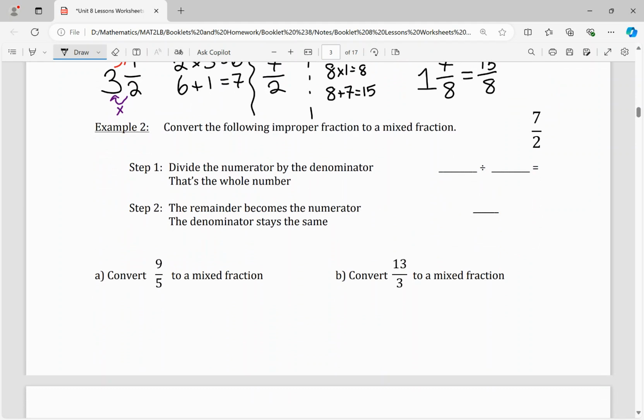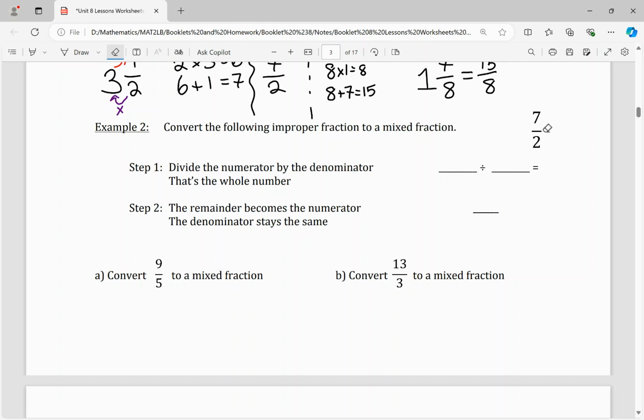The next concept that we need to go over is how to go backwards, how to convert an improper fraction into a mixed fraction. Now here we are with an improper fraction, 7 over 2. And the first thing that we need to do is divide the numerator by the denominator. The answer is going to give us the whole number.